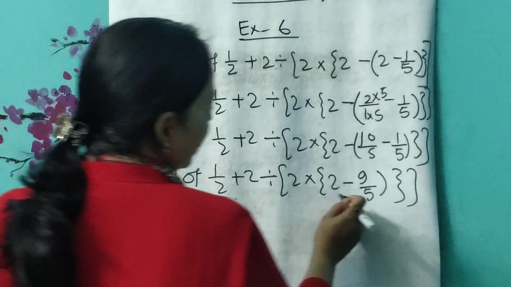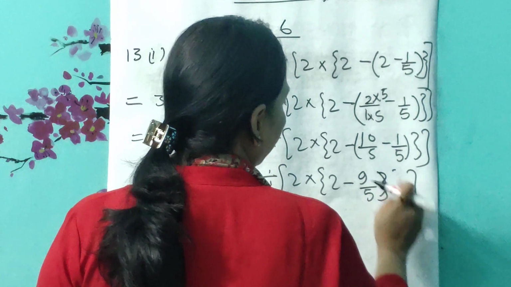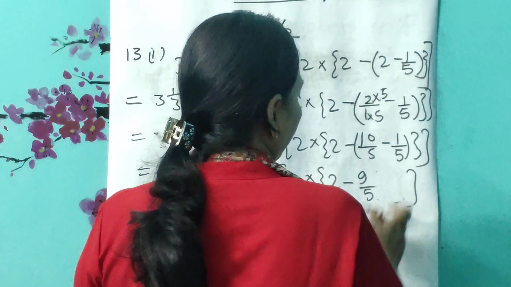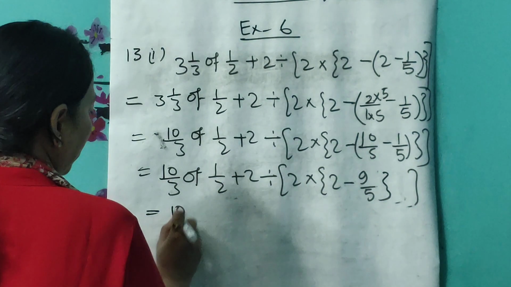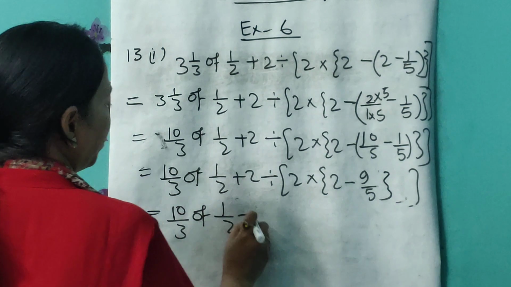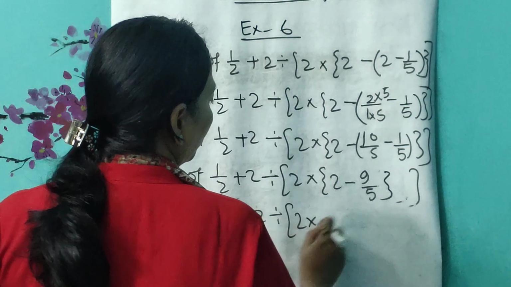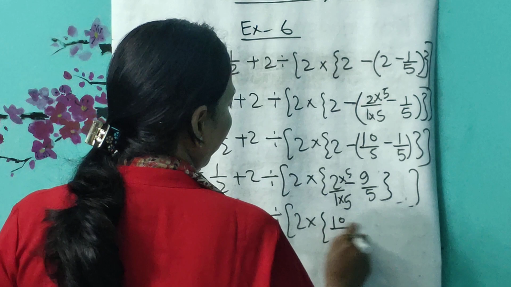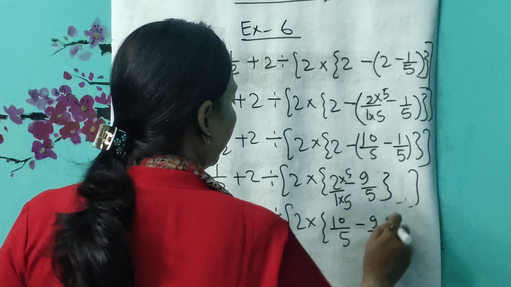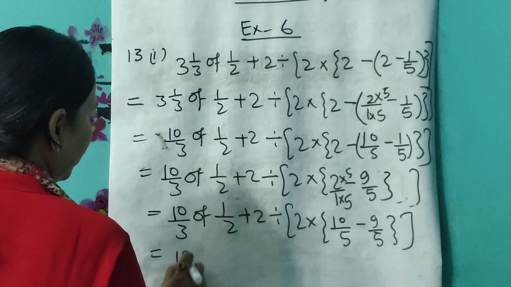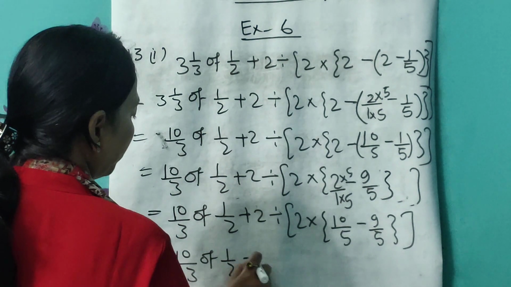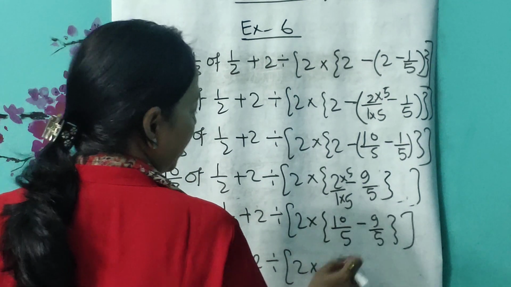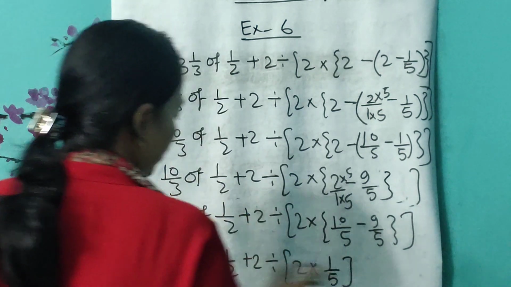Now 2 minus 9 by 5 in the curly bracket. This bracket, small bracket, is removed. Now only curly bracket. So now next, all the things you copy as it is. 1 by 2 plus 2 divided by 2 into, again it is 2 by 1, make the denominator same. So here 10 by 5 minus 9 by 5 inside the curly bracket. Now 10 by 3 of 1 by 2 plus 2 divided by 2 into, now this bracket is also removed, 10 minus 9, it will be 1 by 5 inside the square bracket.